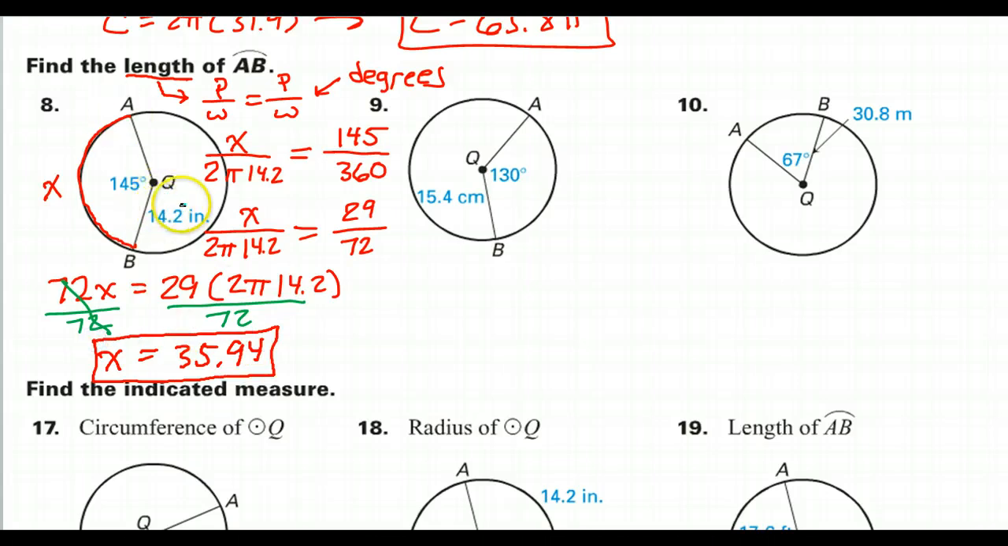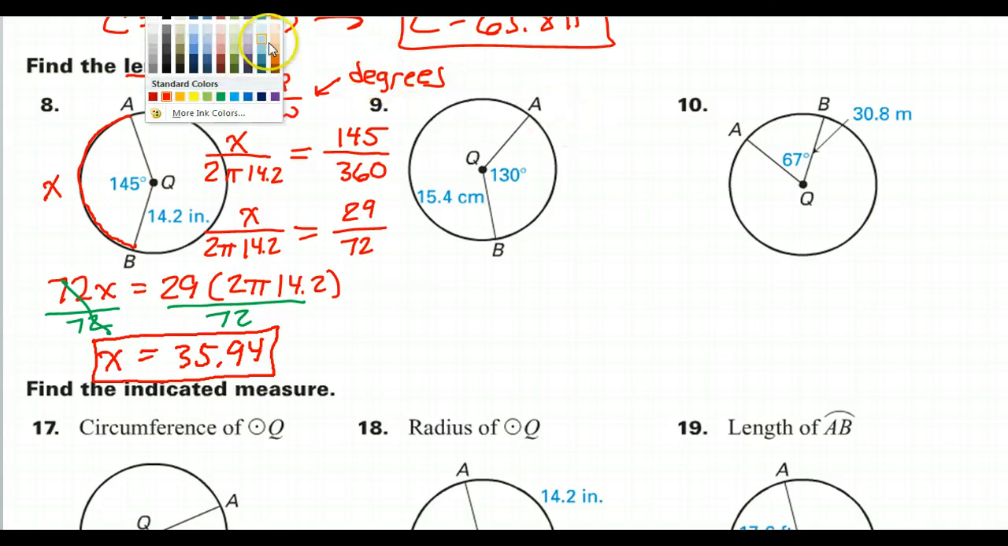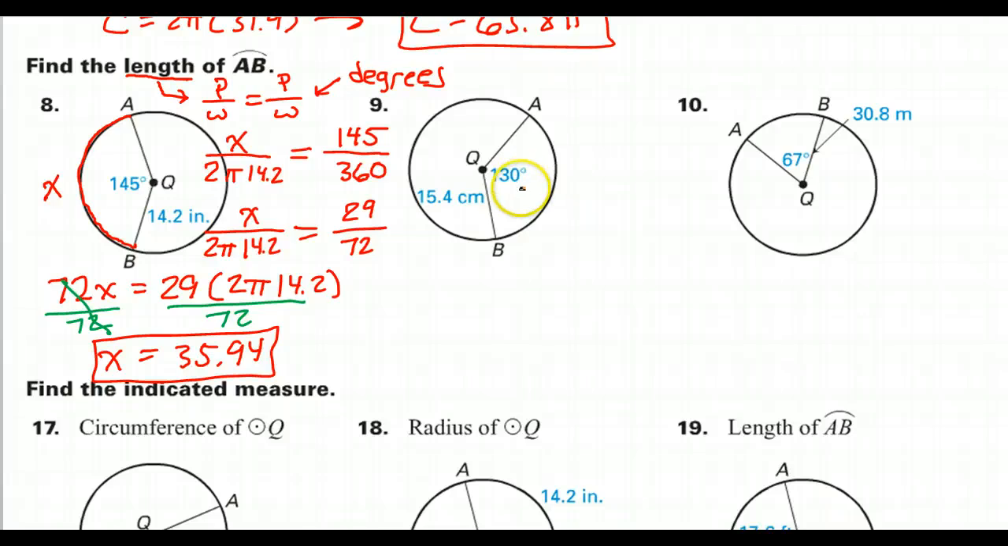Okay, so number 9 and 10 are basically the same thing over again. So I'm going to go through it, but I'm going to see if I can go through it any faster than I did before. Again, part over whole equals part over whole. On the right-hand side, we're going to do degrees, so that will be 130 over 360.